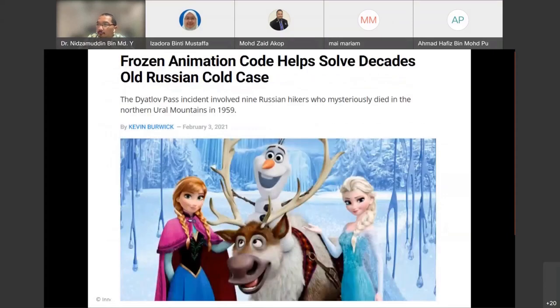And also the frozen animation code helps to solve a decades-old Russian cold case. The animation of the avalanche in the movie was used to simulate the avalanche that was involved in a 60 year old Russian cold case.